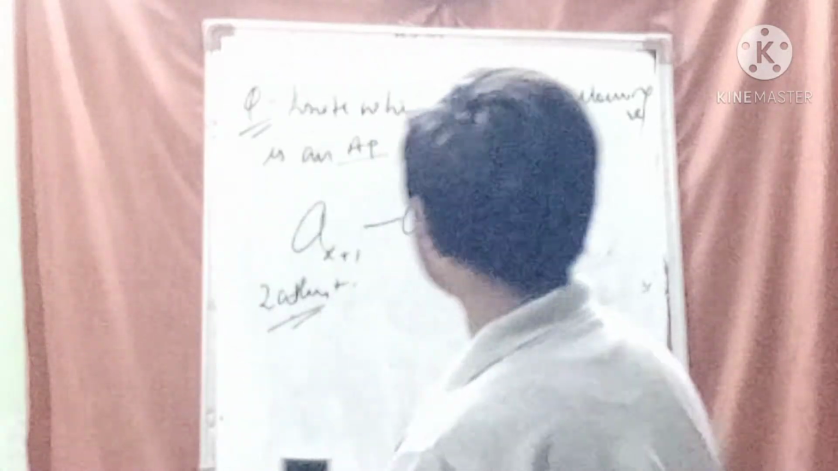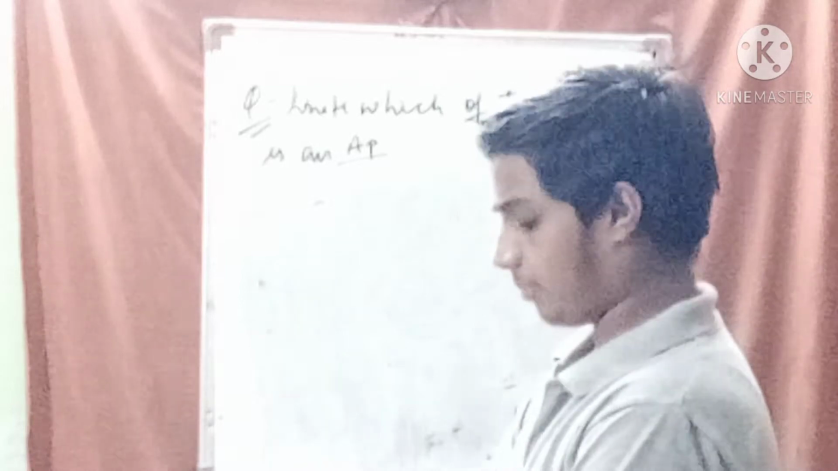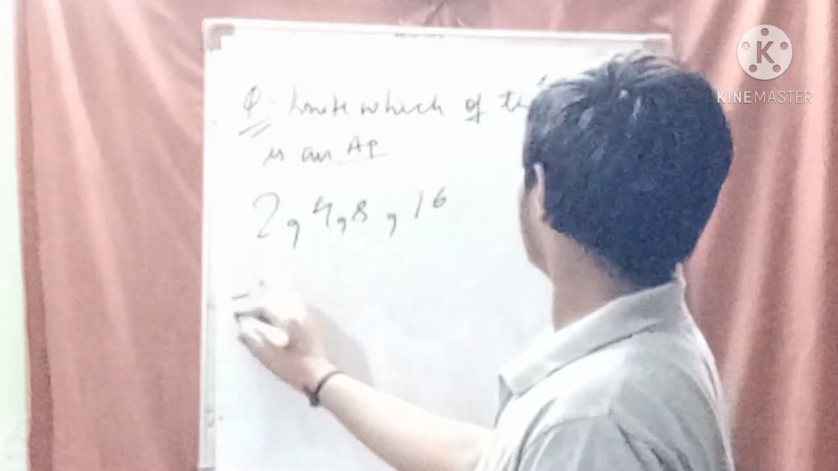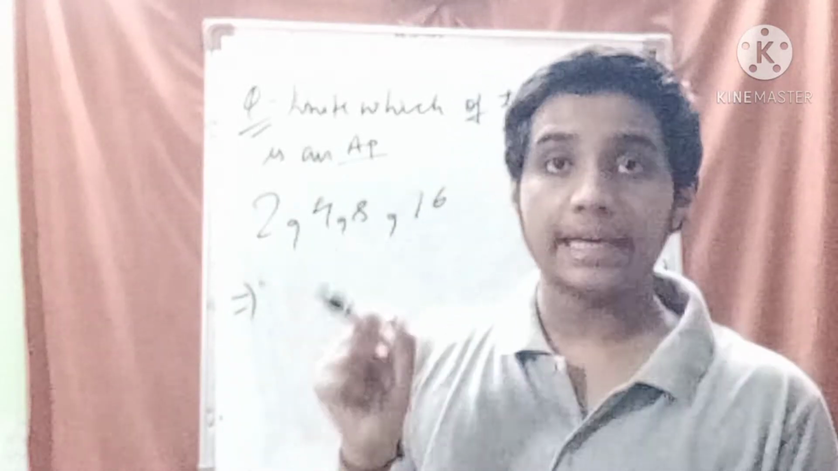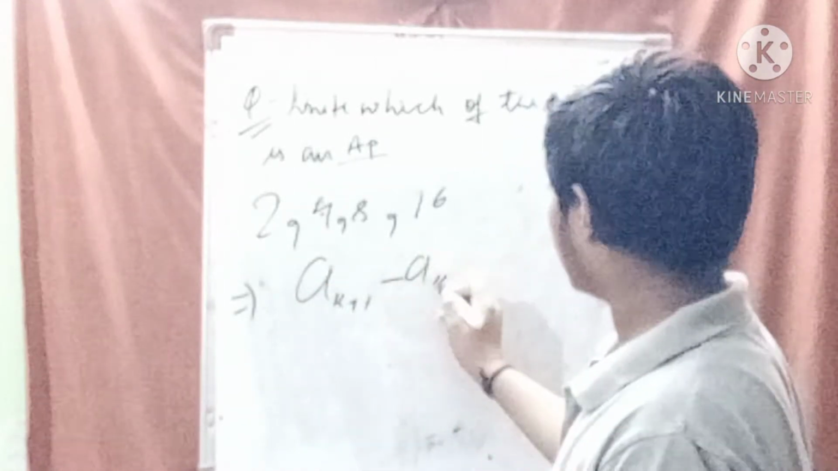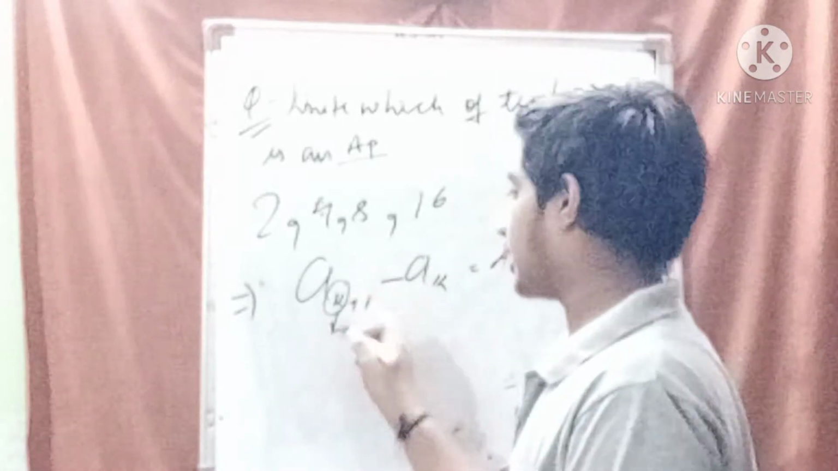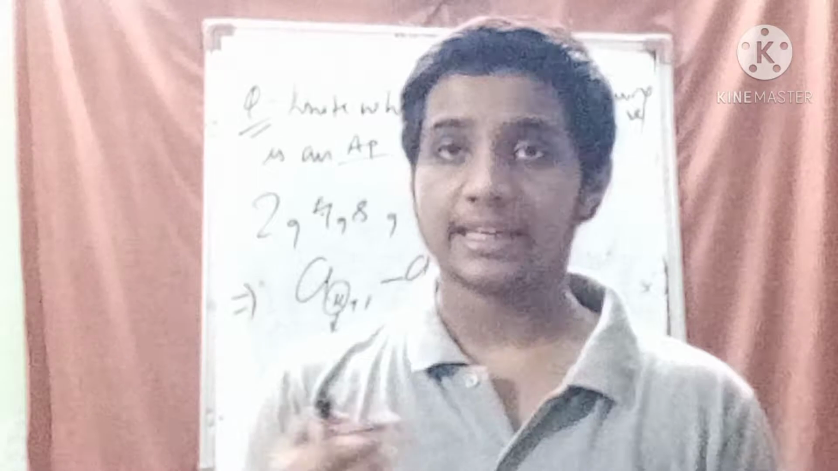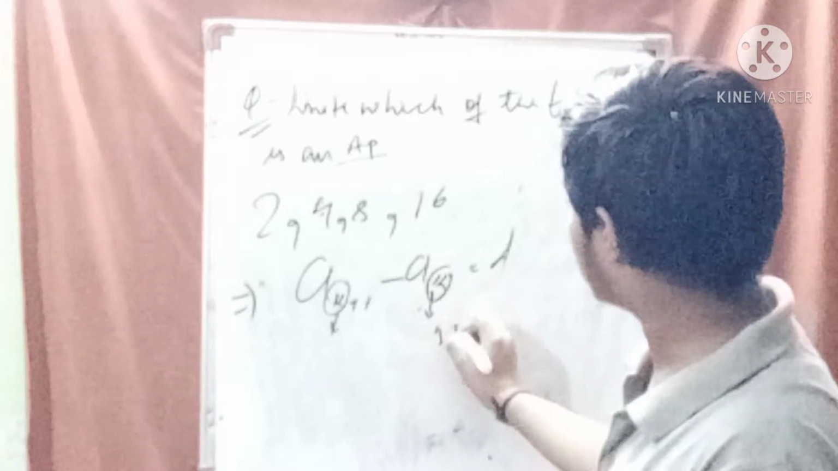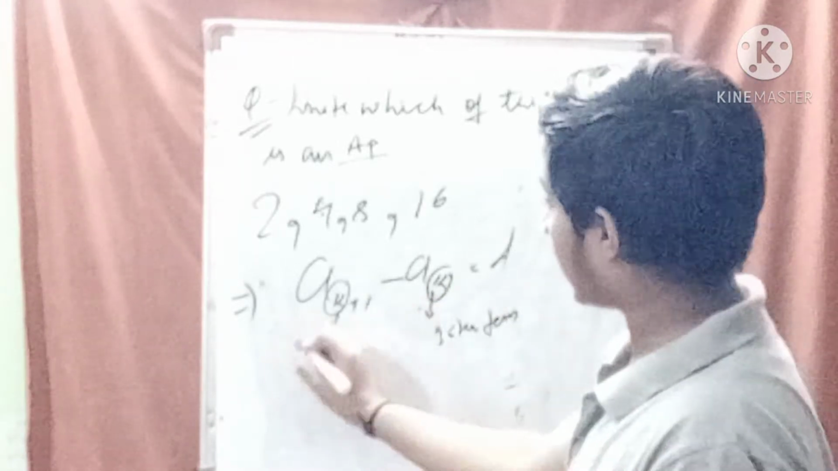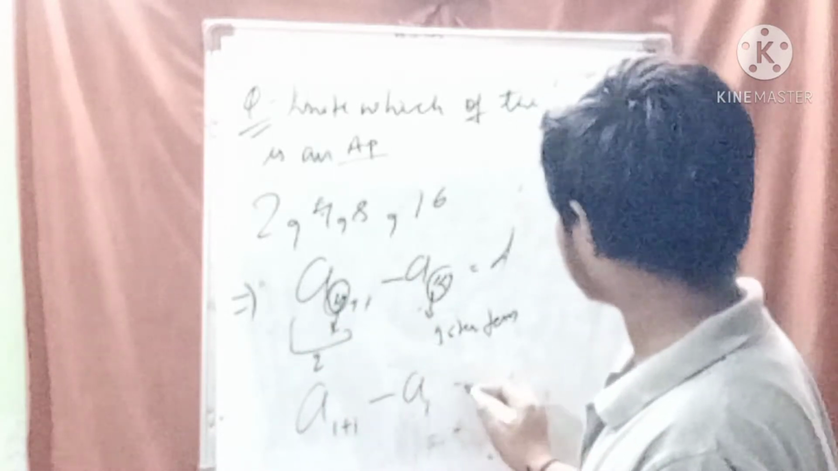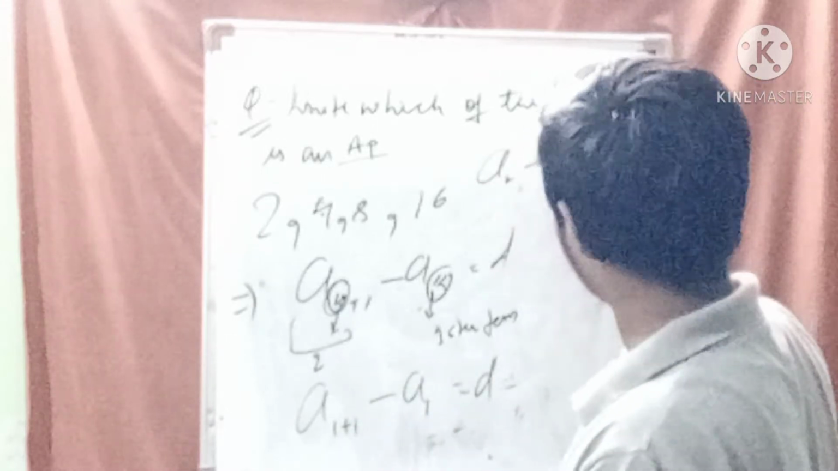So let's take some examples. First example is 2, 4, 8, 16. Let's do it. I have A(k+1) minus A(k) is equal to D. So you will be thinking, what is this K? K means term. K means any term. For example, AK would be the first term. If we take the first term, then A(k+1) will be the second term, because 1 plus 1 is 2. So A2 minus A1 is equal to D.